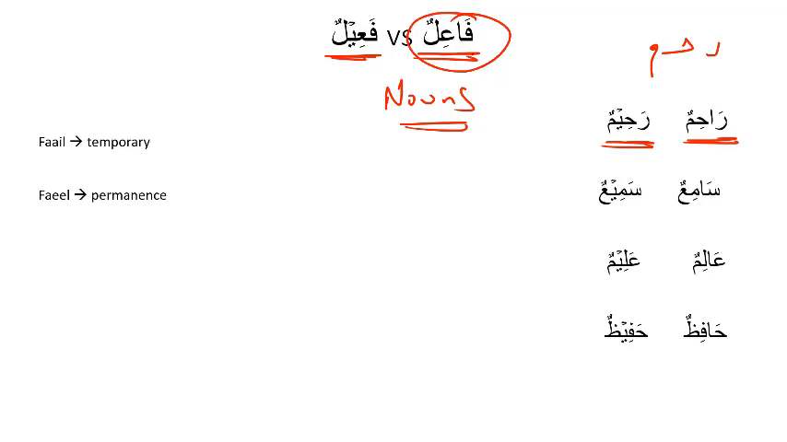But the difference is that our regular fa'ilun has a temporary connotation. So when we say rahimun, this means that somebody might not have been merciful before, but then he or she, or this is masculine, so then he became merciful, and then he will not necessarily always be merciful. But when we have the pattern fa'ilun, this has the meaning of permanence. That when we describe Allah as Rahim, this means that he was always merciful and will always remain merciful. So it gives the meaning of constancy and permanence.